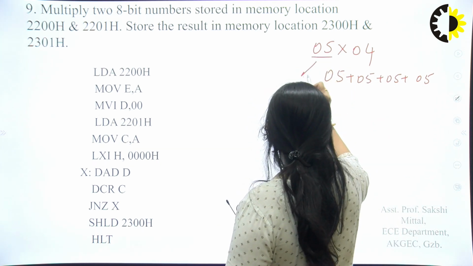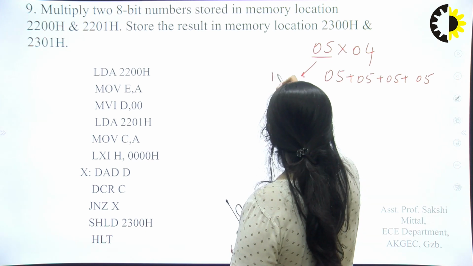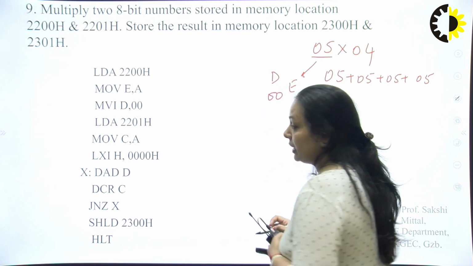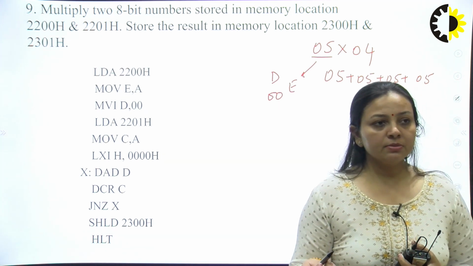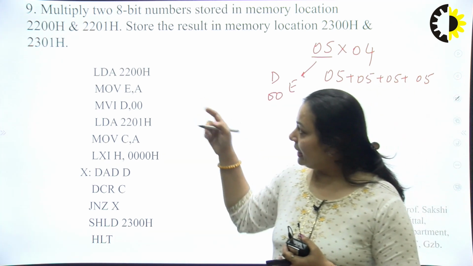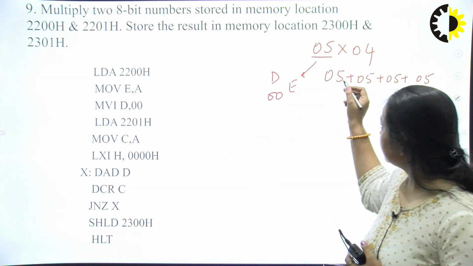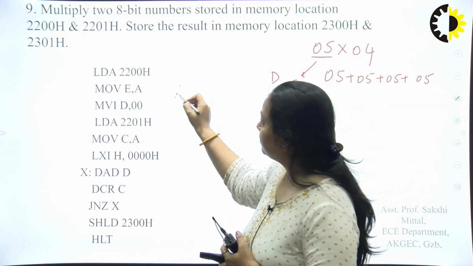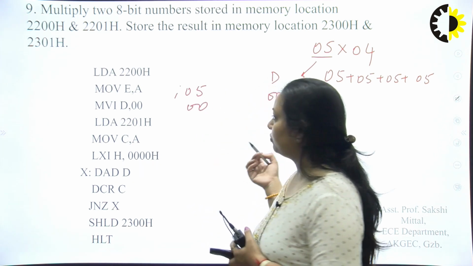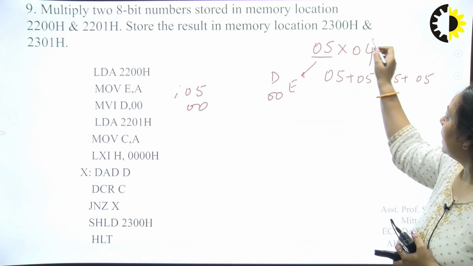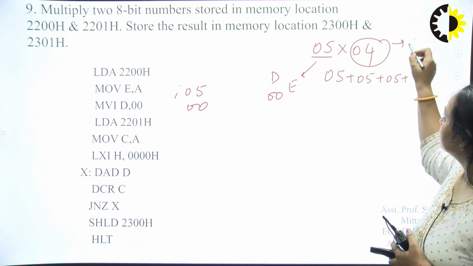I'll take it in register E and clear the upper part, register D, so that I can make it a complete register pair DE. I'll use the DAD instruction here. Just see, LDA 2200H. So the first data 05 is moved to register E and you have cleared the D part. So it becomes a 16-bit number 0005. And this data I am treating as a counter.